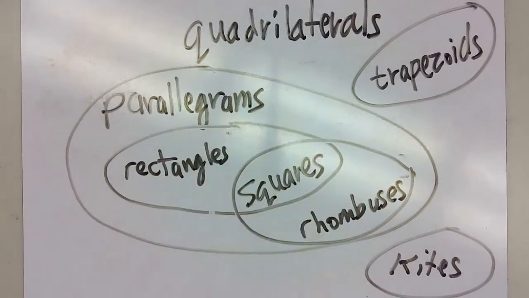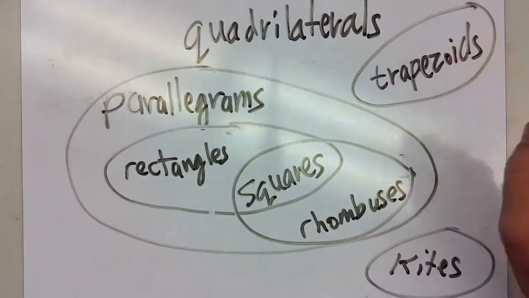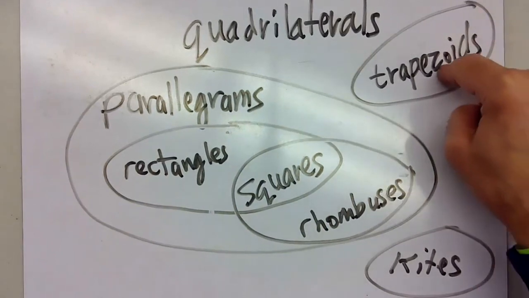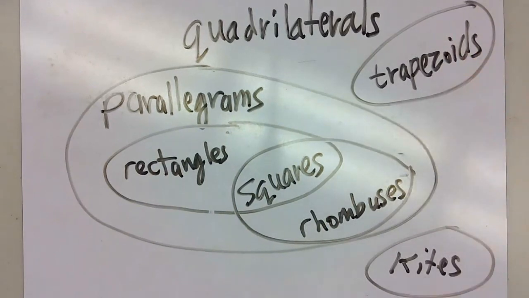The other two quadrilaterals we learned about were trapezoids, which have one pair of parallel sides and only one, exactly one. And then we talked about the special situation of kites, which have consecutive congruent sides, but the opposite sides are not congruent. All right, I hope that was helpful.